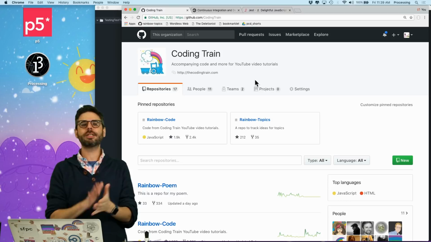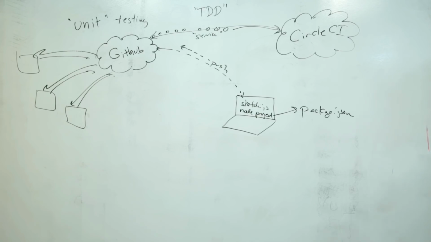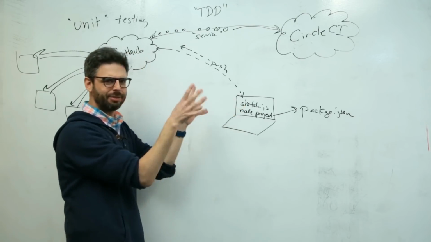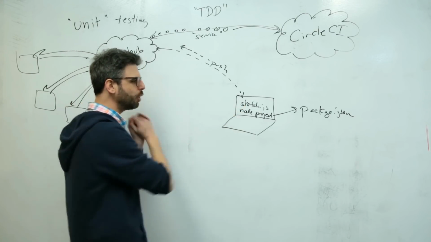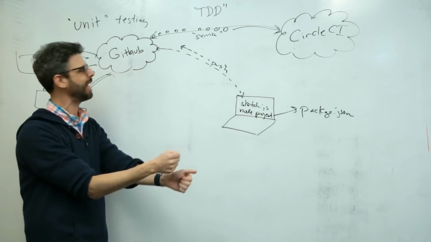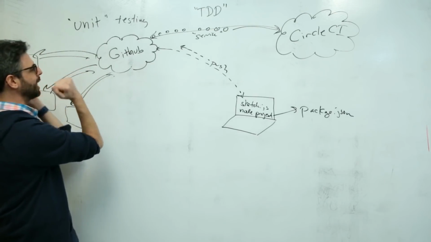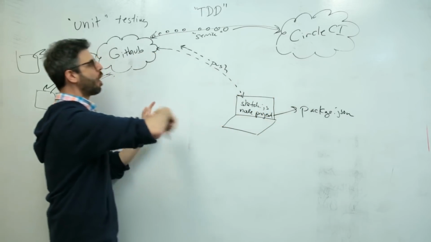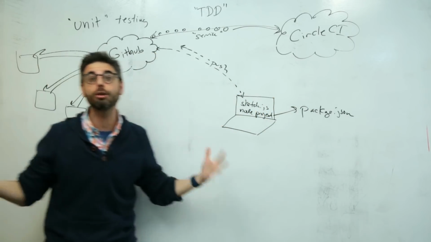But what I'm gonna do in this video is I'm actually gonna make exactly what I talked about here. I am going to make a sketch.js file that has a little bit of JavaScript code in it. I'm going to create a little node project so I can run a unit test. I'm going to push that project to GitHub, and I'm going to link it with CircleCI so that the test will be run before I can merge any changes.